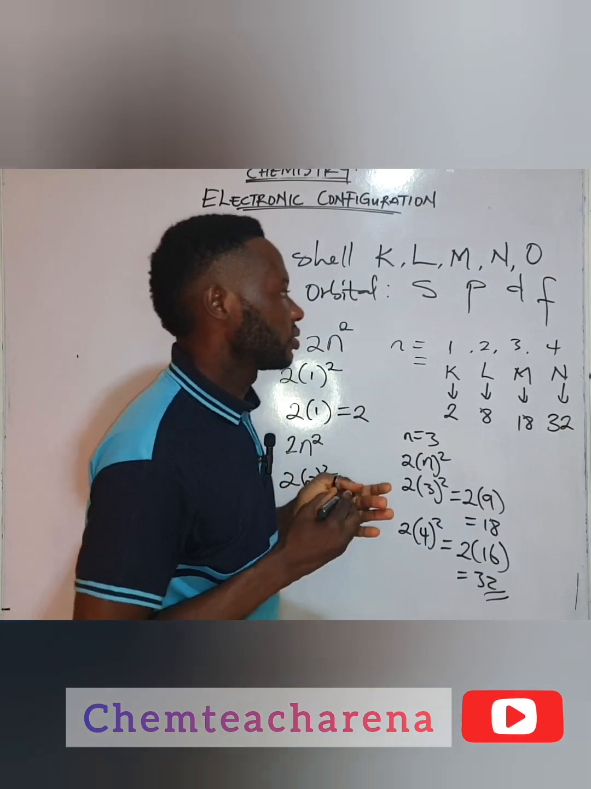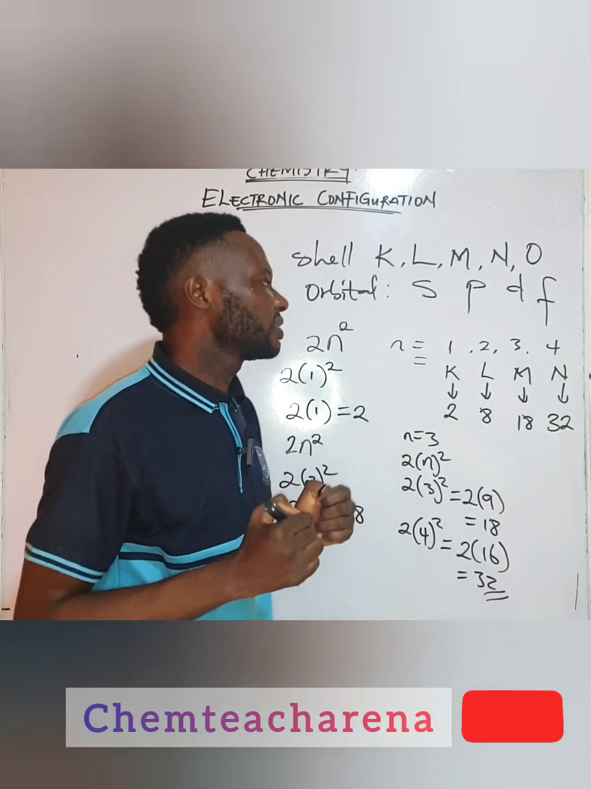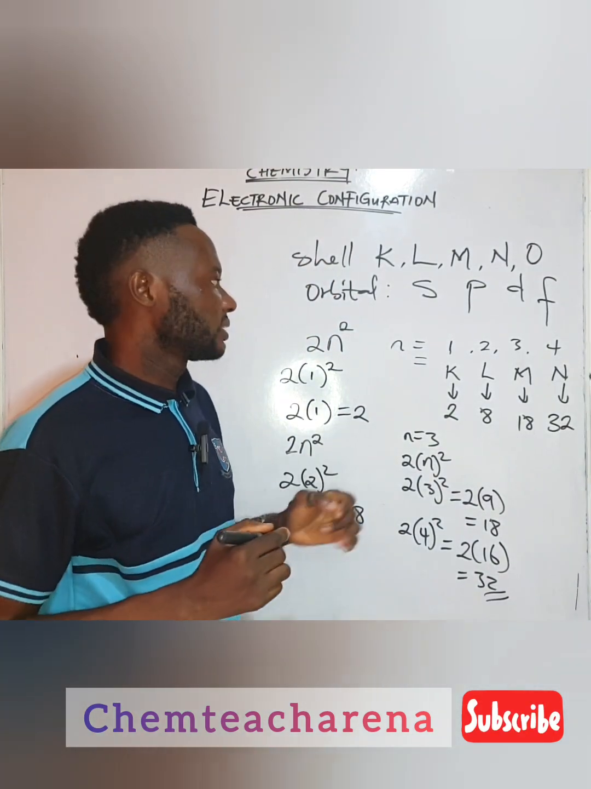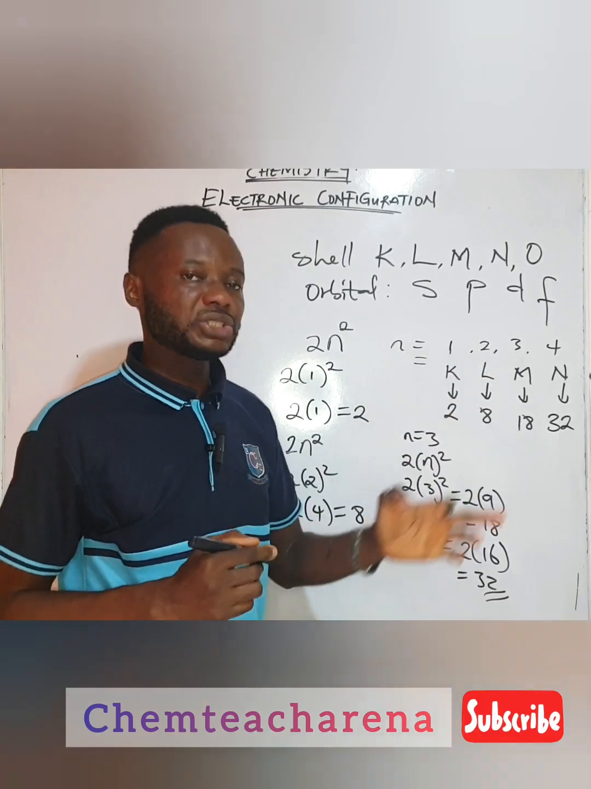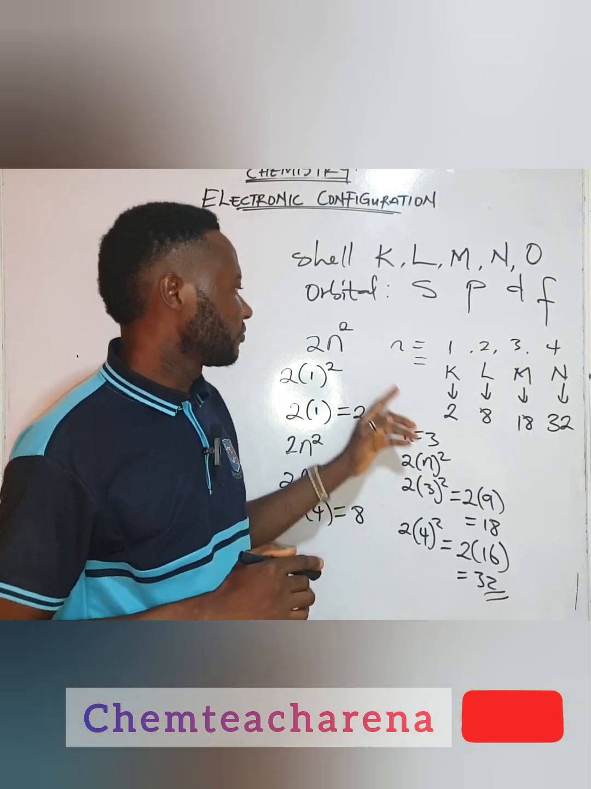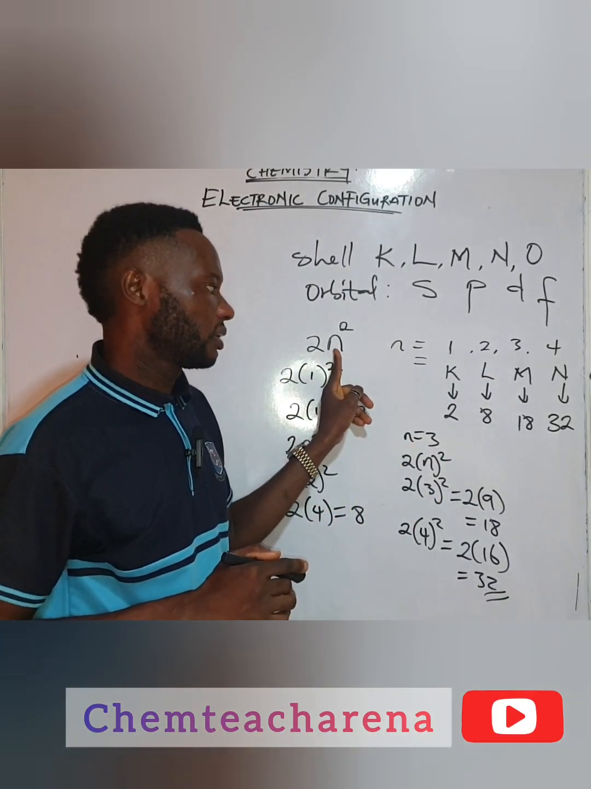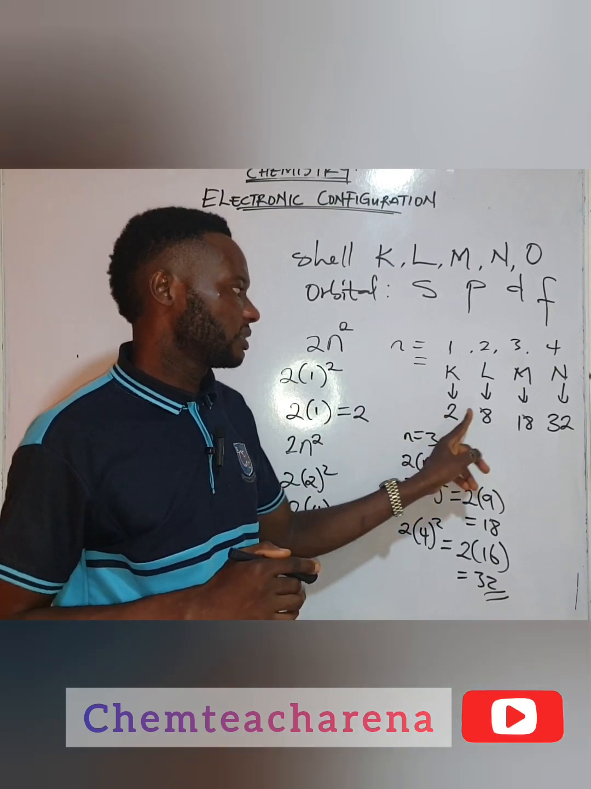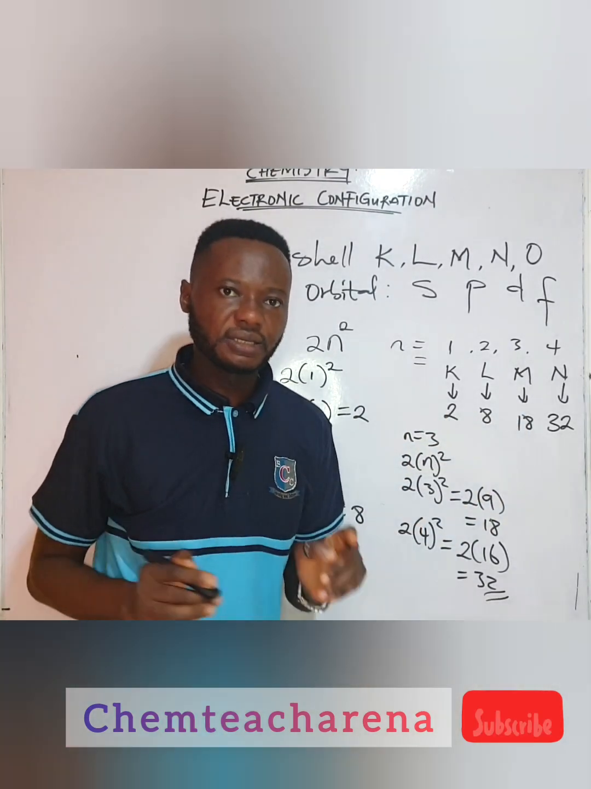So to determine the maximum number of electrons that each of the K, L, M, N shells can hold, we use the formula 2n squared. Is that clear? Now let's proceed.